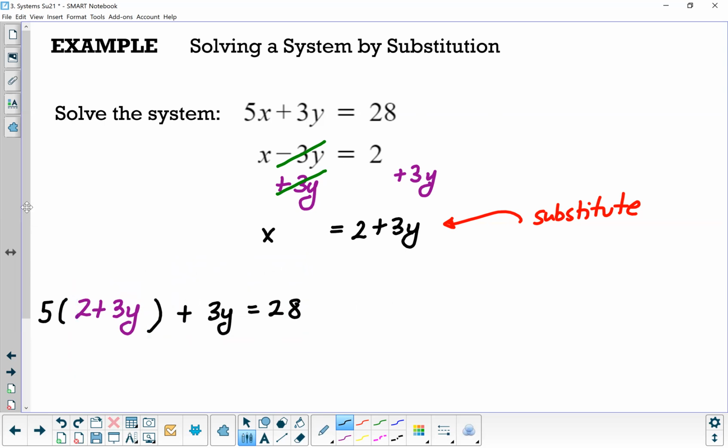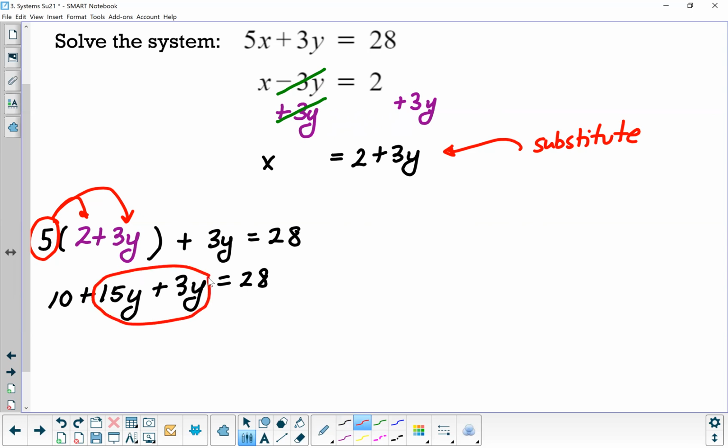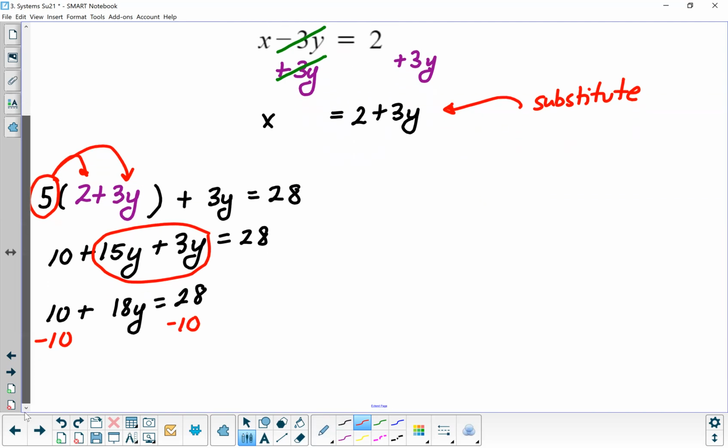All right, now we can continue to solve for y. So I'm going to distribute the 5 to the 2 and to the 3y, and that gives me 10 plus 15y plus 3y equals 28. Combine like terms. So that gives me 10 plus 18y equals 28. Subtract 10 on each side. That's going to give me 18y equals 18. And then divide both sides by 18. And we get y is equal to 1.